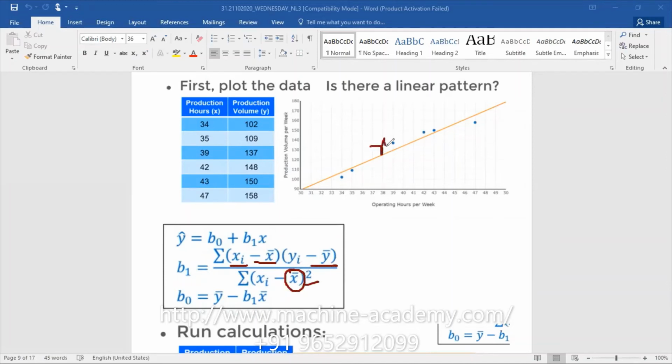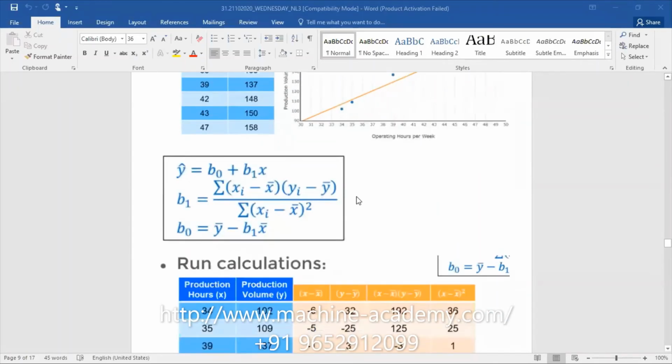What is the x cap you are calling here? X cap is nothing but the mean value. Now what you are doing here, first you are identifying B1. 34 minus the mean value, and 102 minus the mean value. If you observe, each and every value, each and every observation, is calculated in this particular pattern.